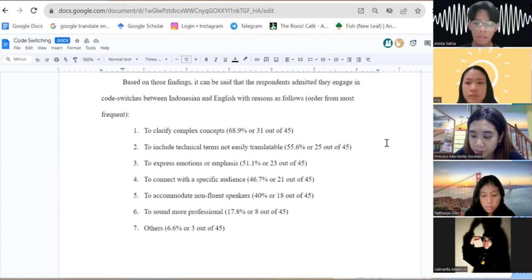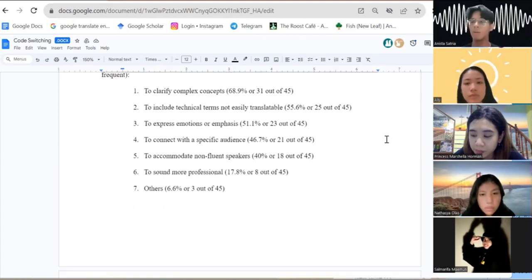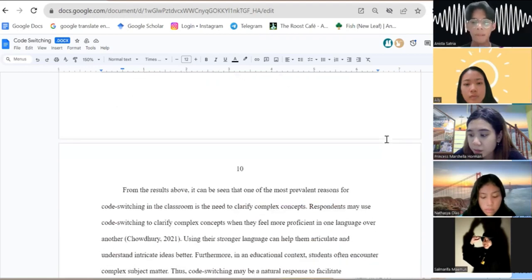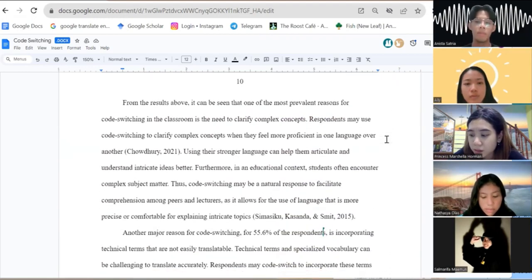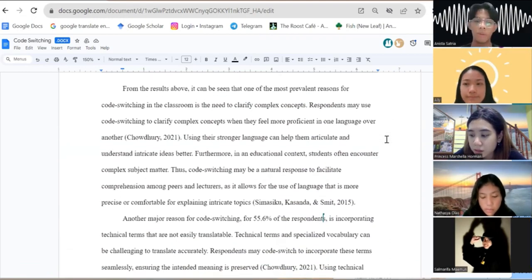So these others are divided into 3 reasons. The first is to express terms that only exist in the other language. Second is to feel more comfortable and to avoid meaning from discourse. Each of the minor reasons was chosen by one respondent. And then we move to the first reason as the major reason.